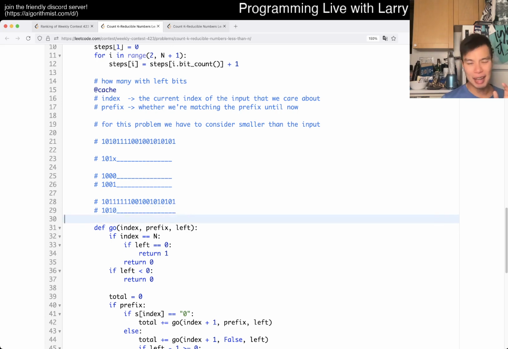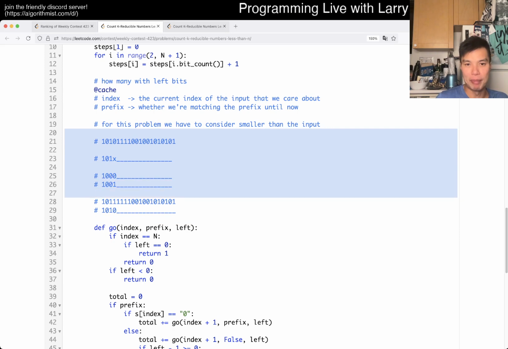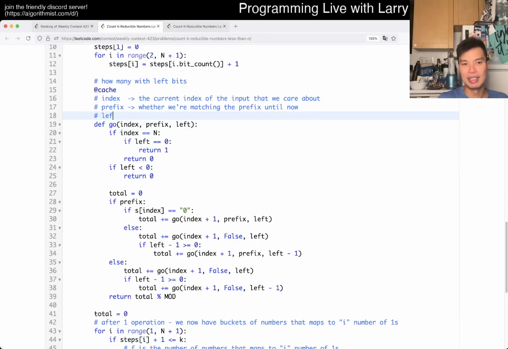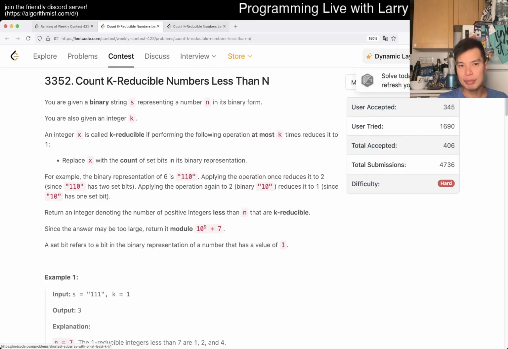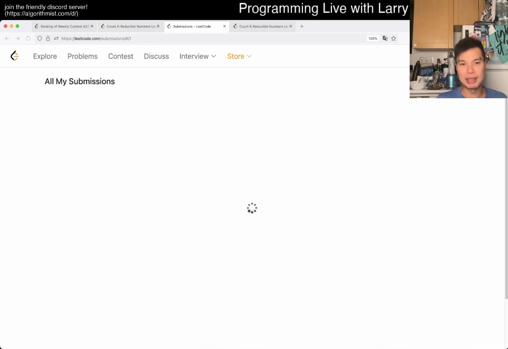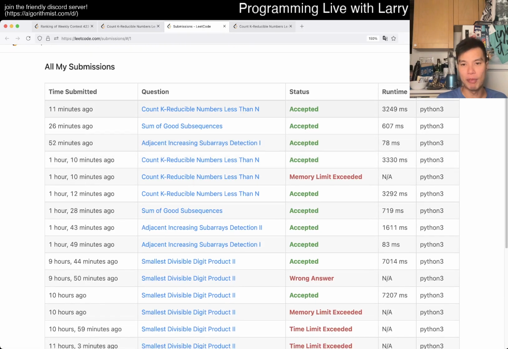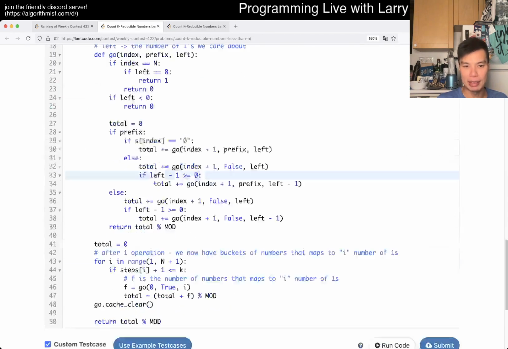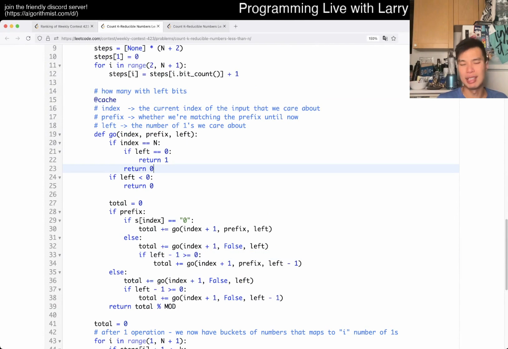So I'm going kind of fast, but that's really the idea for this particular digit dynamic programming, what prefix means, right? And then left is just the number of ones we care about. And honestly, now that I think about it, there is an optimization that you can do with counting the number of ones. This took about 3 seconds, which is fine. Maybe I could have optimized it though. What I mean by that is a little bit of pruning.